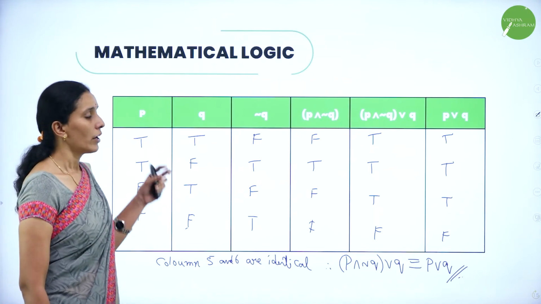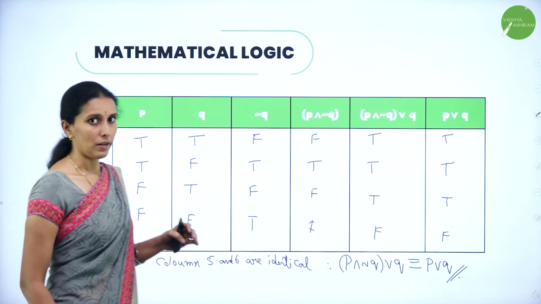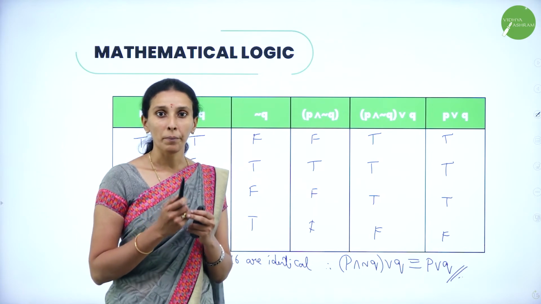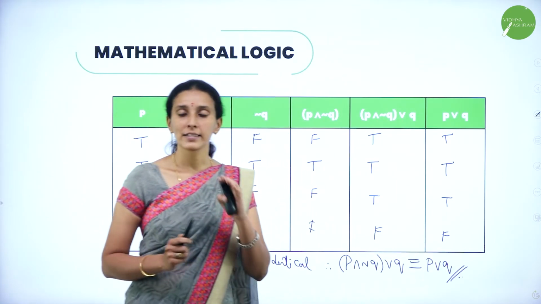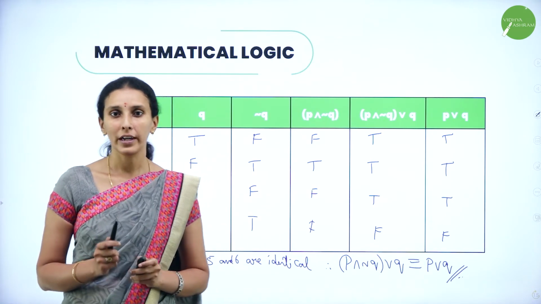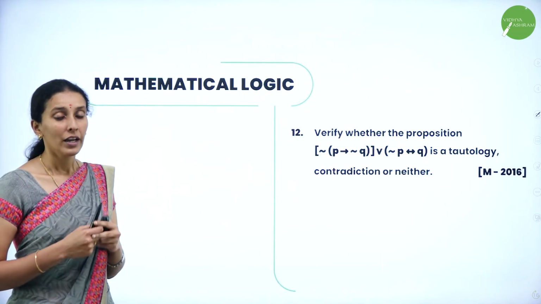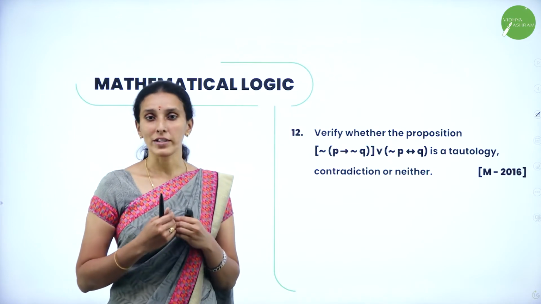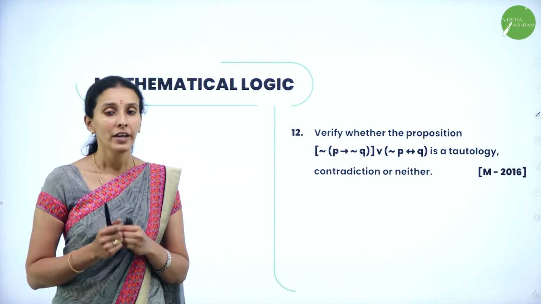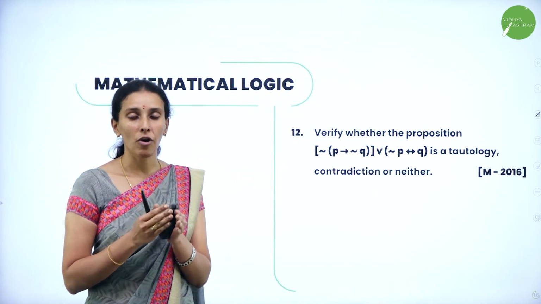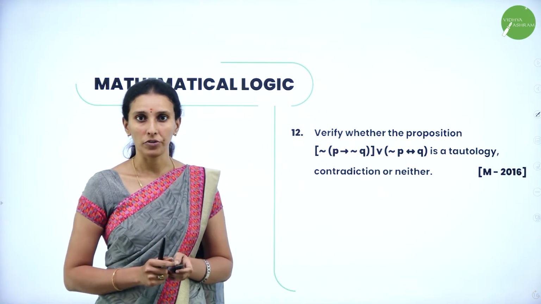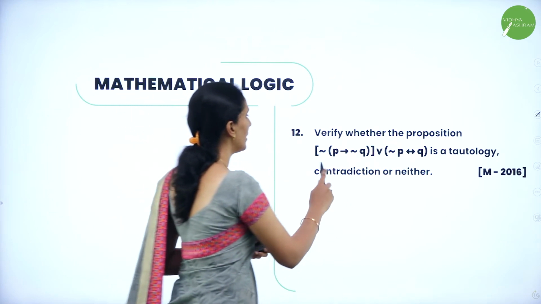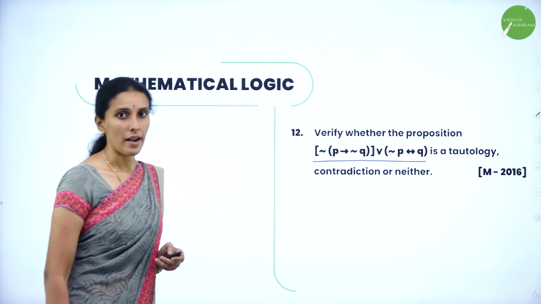Whenever you are verifying any compound proposition with the truth table, if the last column contains all the values as true, it is nothing but a tautology. If it contains all the values as false, it is a contradiction. If it is a mixture of true and false truth values, then it is neither tautology nor contradiction. Now, let us verify the given compound proposition.